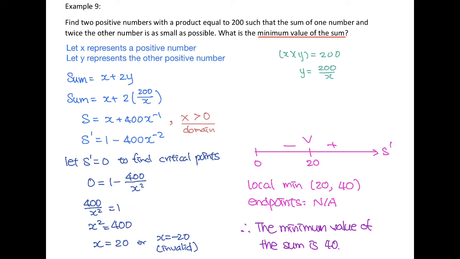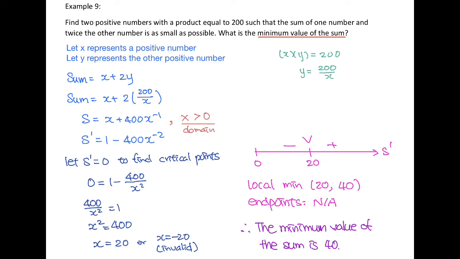Now, removing the square by taking the square root, you have to have a positive and negative sign, but we know x can never be negative, so the negative 20 is invalid. Next thing we have to do is identify the critical point at x equals 20. Put it on the number line for s prime, put the critical point at 20 and the endpoints at 0, and check the positive and negative sign. You will see the left-hand side is negative, decreasing, and the right-hand side is positive, increasing. That means we're going to have a local minimum. Once again, because there's no equal sign on the domain inequality, we know the endpoints are not included. Therefore, we know the x value is 20.